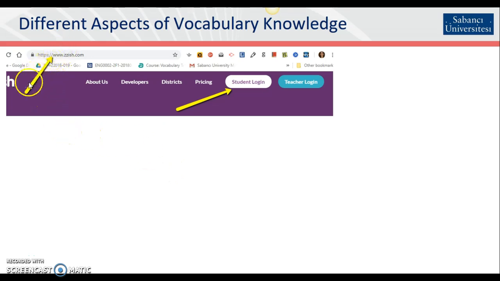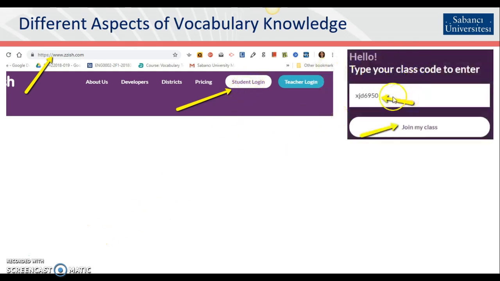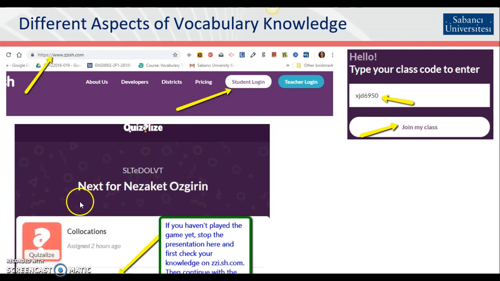For the ones who haven't done it yet, you type in zizish.com and then choose student login. Then you type your class code. Here is the class code for you. And then you join my class.